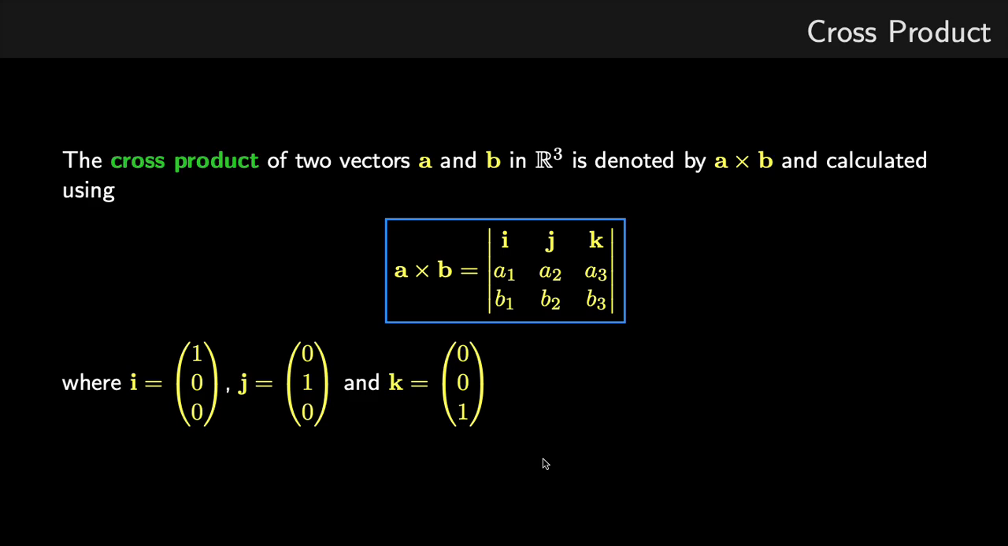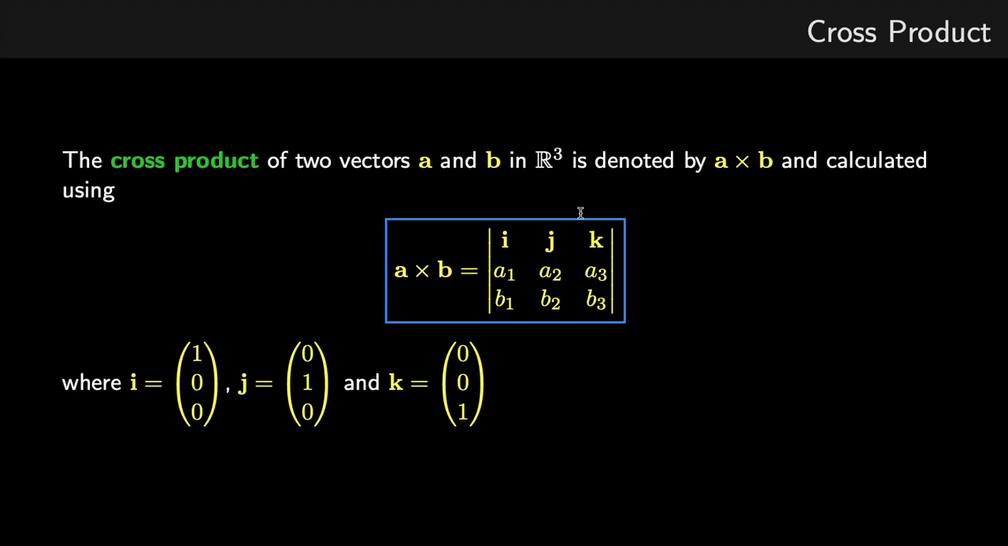In this video I'm going to talk about the cross product. Now, the cross product of two vectors a and b in R3 is denoted by a cross b, and it's calculated as so. Here we have a determinant; these vertical lines either side of this 3 by 3 matrix define a determinant. If you're not sure what that is, I suggest you go back and watch my video on determinants.